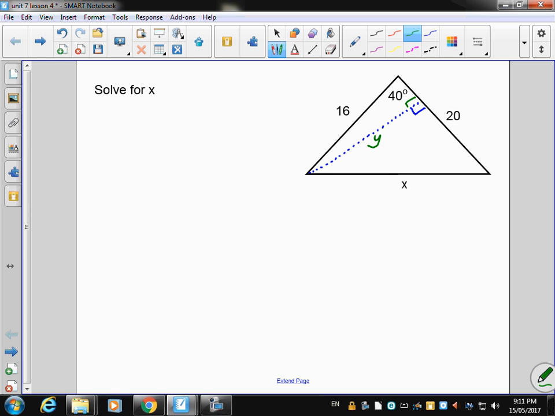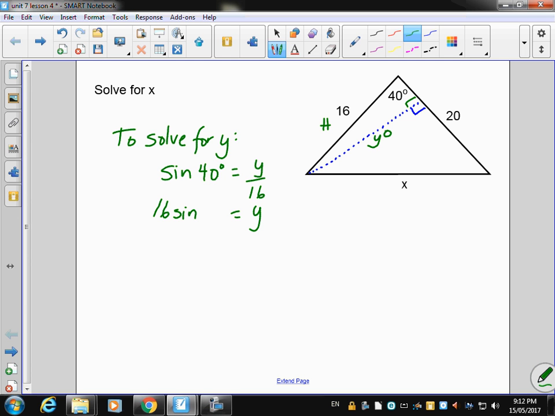Okay, let's solve for y first. If I want to solve for y, I'm going to use that angle of 40 degrees as my angle of reference. Y is opposite to it, and the 16 is the hypotenuse. So I'm going to use the sine ratio. Sine of 40 degrees is opposite over hypotenuse, so that would be y over 16. If I multiply both sides by 16, I will have my length of y.